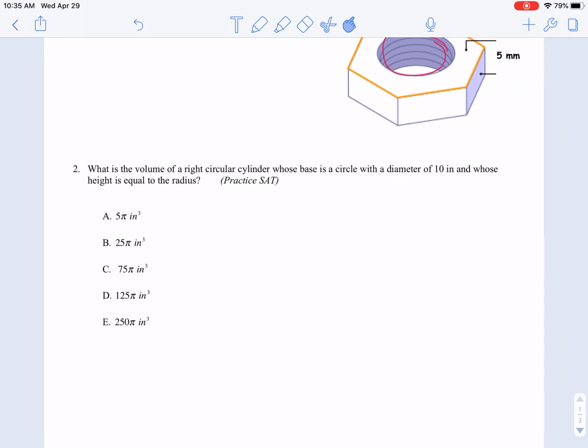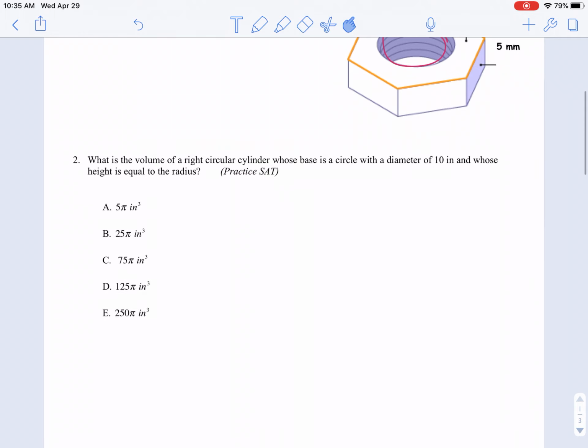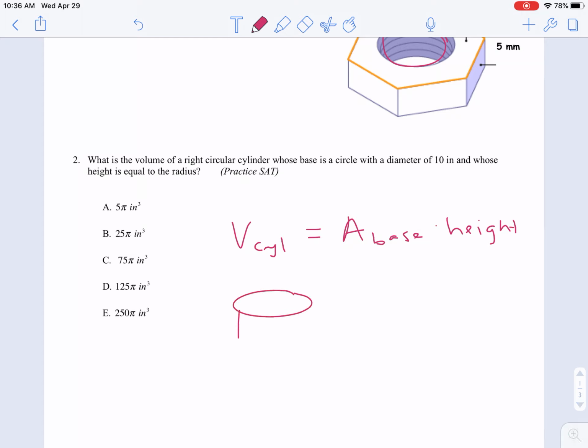When we give this a try, we're looking to do the volume of a cylinder, which we know is going to be the area of the base times the height. In this case, it says that we have a cylinder. The circle has a diameter of 10, which means our radius is 5. And it says its height is equal to the radius, so this distance right here is also 5.